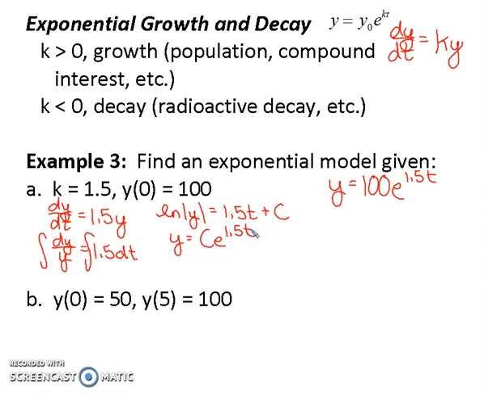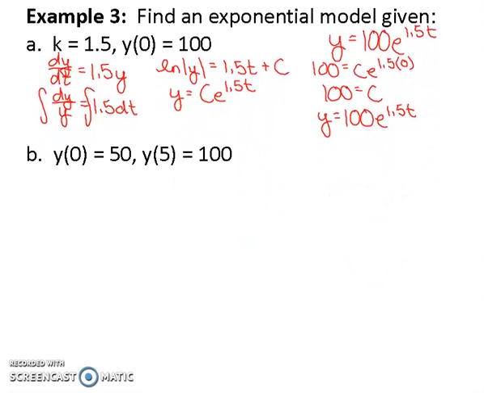Then if we use the fact that y is 100 when time is 0, that's how we get a constant value of 100, which leads us to y equals 100e to the 1.5t. So if they ask you to use a differential equation to find the exponential model, then you have to do it the way that I just did it, with the separation of variables. But if they don't, then you don't necessarily have to do that.